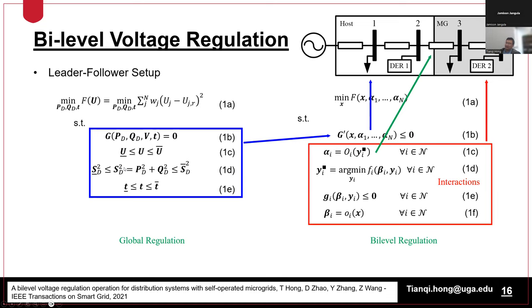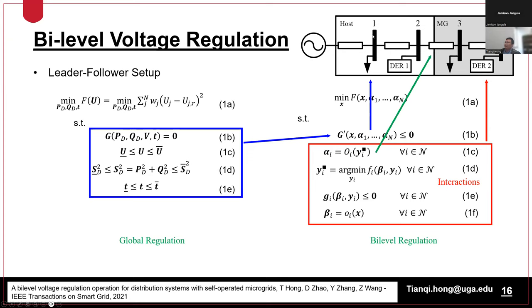So again, we directly give the comparison between the formulation of the global regulation and the bilevel voltage regulation. I already introduced the formulation of global regulation. In the bilevel regulation, take this simple system as an example. The objective from a host perspective is to try to minimize the voltage deviation of bus 1 and bus 2 as the objective function. And we need to consider the physical constraints in this host system. Apart from that, from a host perspective, we also need to consider the interaction between the host system and the microgrid.